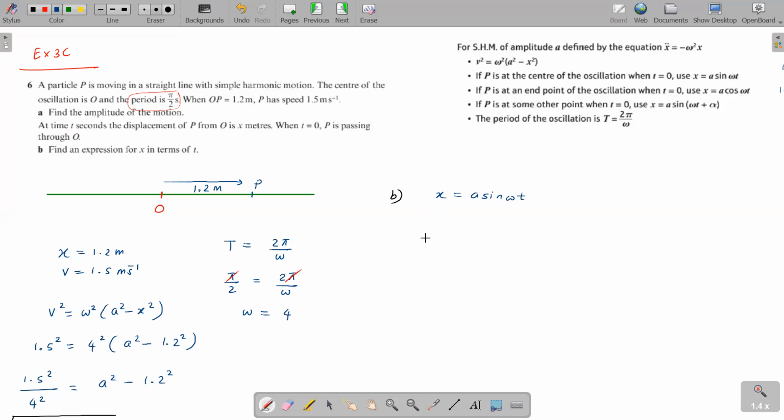So x is equal to, they're asking us to get the expression for x, so we leave the variable. A is the amplitude, which you found to be 1.26. Sine omega t, omega is a constant, which is 4, so sine 4t. So this is the answer. x equals 1.26 sine 4t. So this is the expression for x in terms of t.